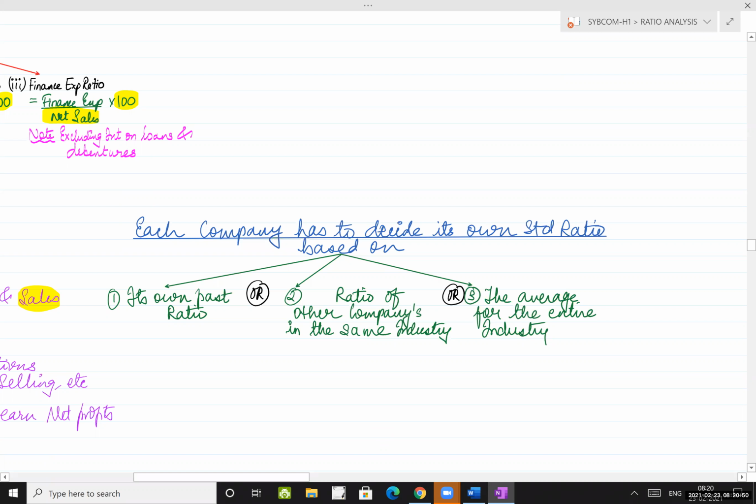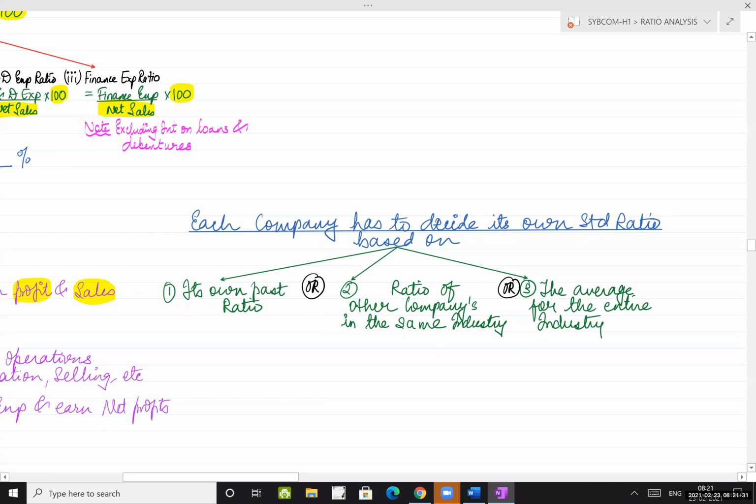Company can decide on the basis of its own past operating ratio. It can compare the ratio of its own company with other companies of the same nature of business, or they can take the average for the entire industry. This point also I had explained in the last lecture. What does entire industry mean? I had given that example of the pen industry, the shoes one, and the books one. There I had told you how they calculate the average. Same concept is here.